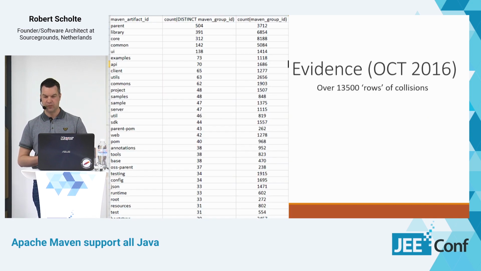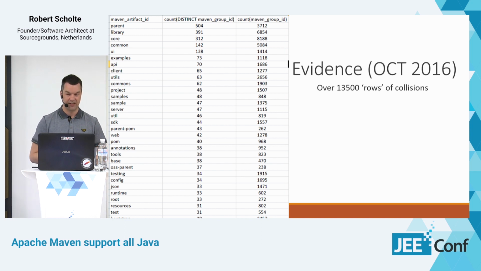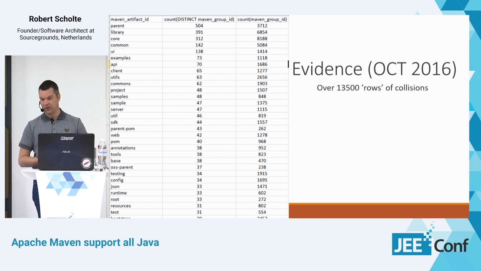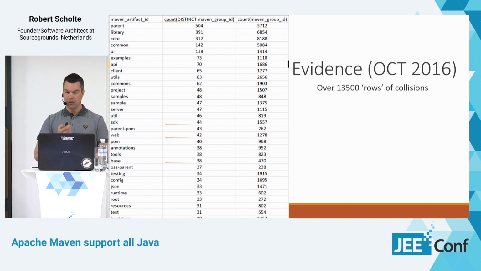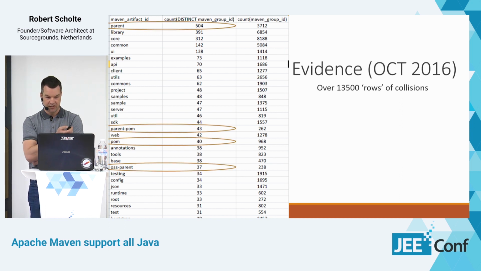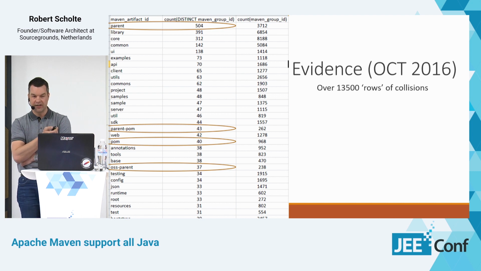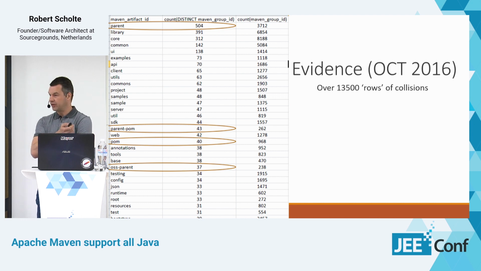So what we did is we tried to gather some evidence, and we have Maven Central, of course, which has a lot of artifact IDs, and we had a look at it. And we came up with over 13,500 rows of collisions. But there are actually much, much more collisions. OK, so we can remove a couple of these artifact IDs, because the ones that are surrounded right now are just POM files. These are not jars. So we can remove them.